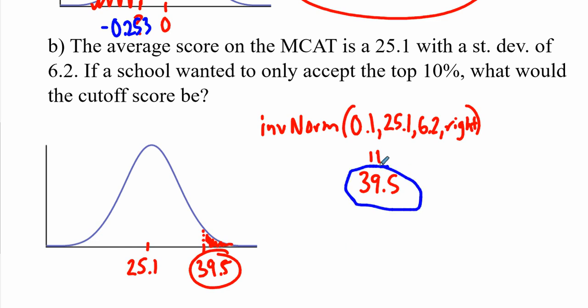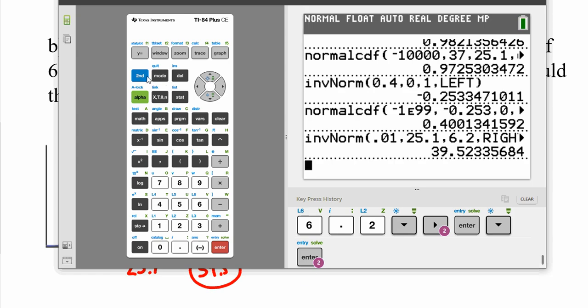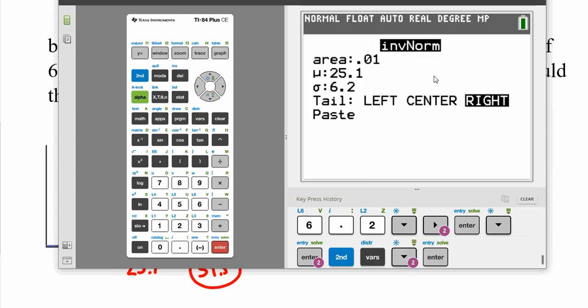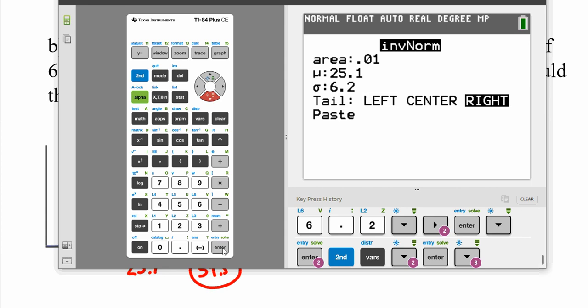There you go. Be aware that the option for the inverse norm of choosing left and right is only if you have the most updated software on the calculator. If you don't have an option of choosing left, center, or right, I'm going to let you know that the calculator is default always to the left then.